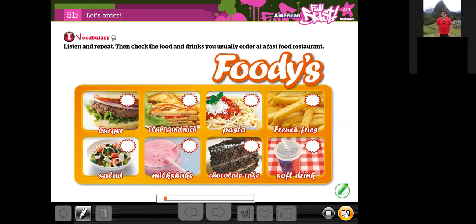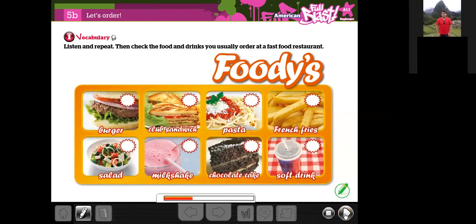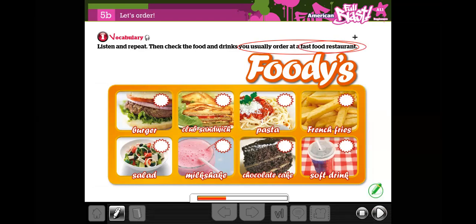5B. Let's order. 1. Vocabulary. Listen and repeat. Then check the food and drinks you usually order at a fast food restaurant. Okay, pay attention. You are going to listen to each word, and then when you finish listening, you are going to put this, pay attention. You usually order at the fast food restaurant. ¿Qué suelen pedir ustedes? Okay? Now, let's continue.